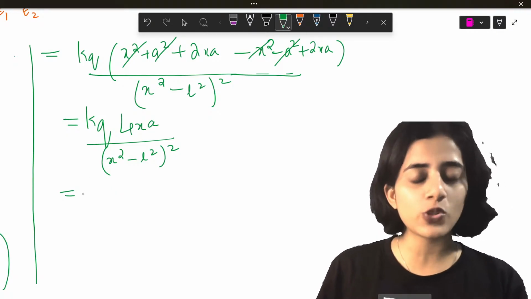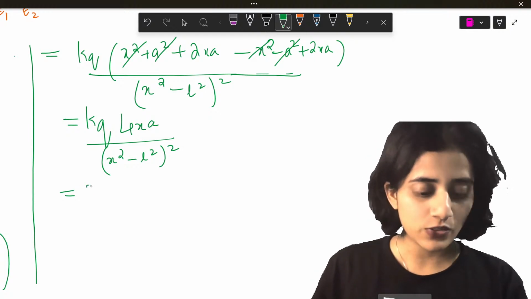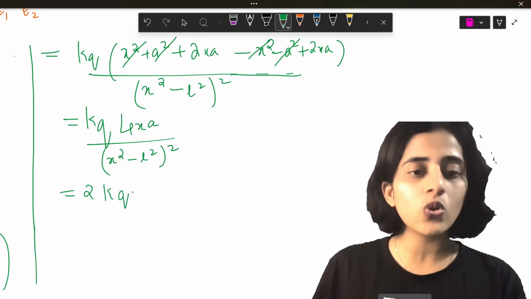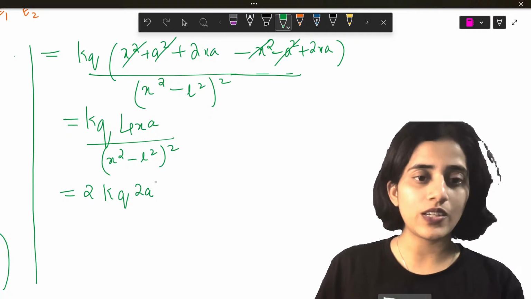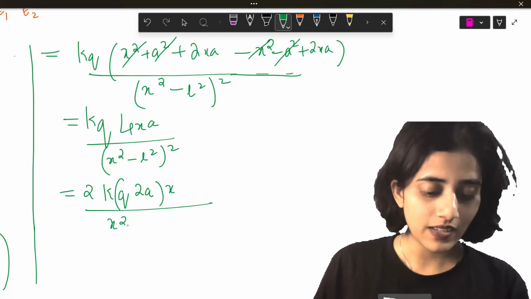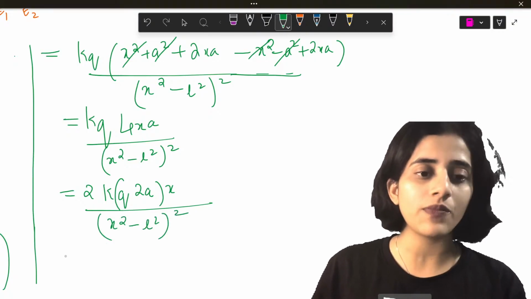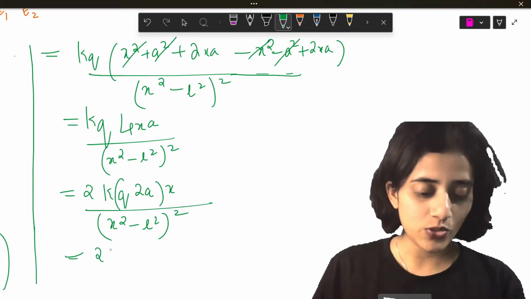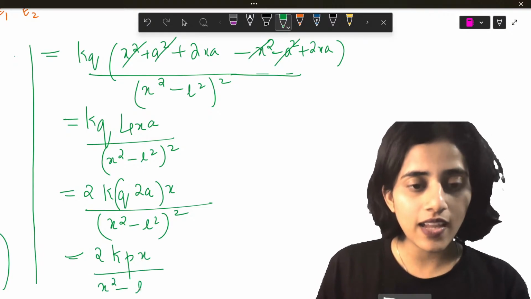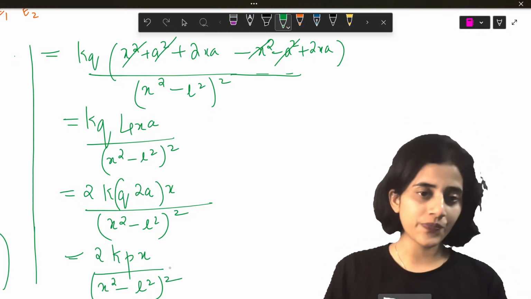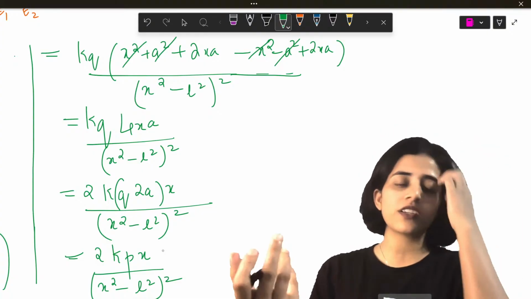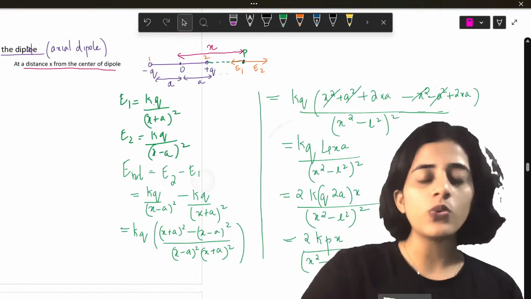4XA. I will just split it so that I can get into favorable terms. So this becomes 2K, I will write it as Q into 2A. Okay. Q into 2A into X the whole divided by X square minus A square the whole square. So what is Q into 2A? It's P. So 2K P x the whole divided by x square minus A square the whole square. Okay. This is the basic equation for an electric dipole on the axial line.